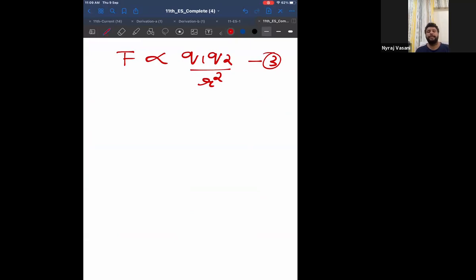If I remove the proportionality sign, what do I get? Tell me. In physics, if I remove the proportionality sign, equal to constant, correct? Therefore, can I say F is equal to K Q1 Q2 by r square, correct?